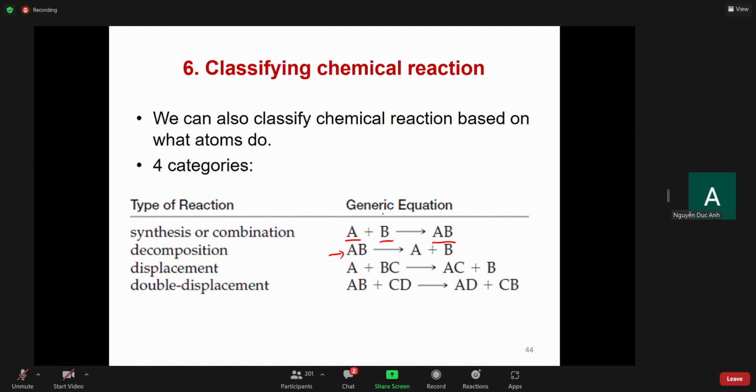The displacement reaction is exactly the reaction you see in the redox reaction between copper and silver nitrate in the videos, or a lot of examples before. One active metal takes the place of the less active metal in the salt. And the last type is double displacement reactions. You can imagine this as a reaction between an acid and base to form a salt and water. This can be considered a double displacement reaction.